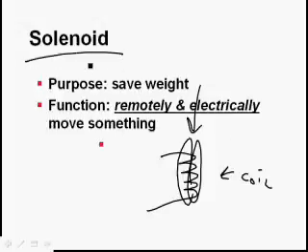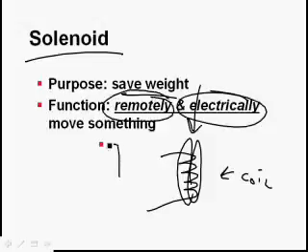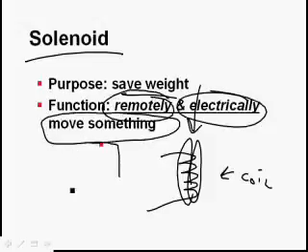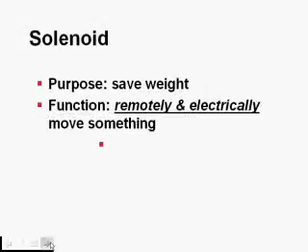This is an isolation valve in a hydraulic system. Could use a coil to move a valve. So the purpose is to save weight, so we don't have to run lots of things all the way up to the cockpit and then all the way back to wherever it is. And so again, we're going to remotely and electrically do it, but this time we're going to move something instead of electrically and remotely complete a circuit.